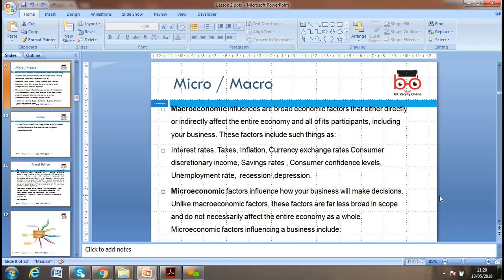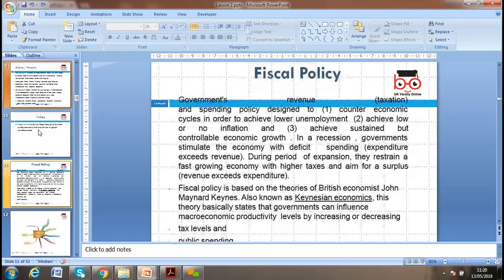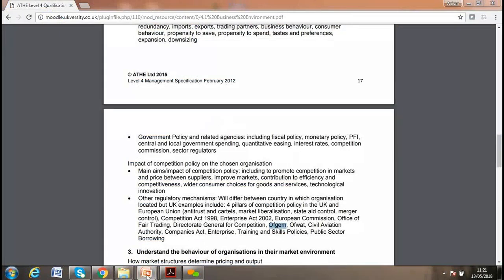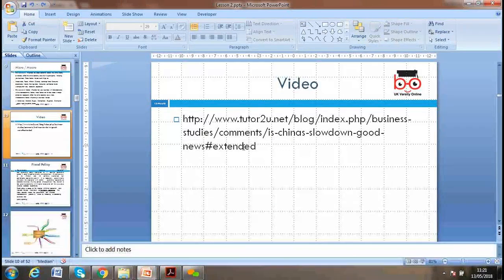When we look at microeconomics, micro means small. We're looking within a country on a small scale. So micro and macro. So first we're looking at this. So guys, if you want to listen to the difference between micro and macro environment, the slow economy, let me just quickly show you.